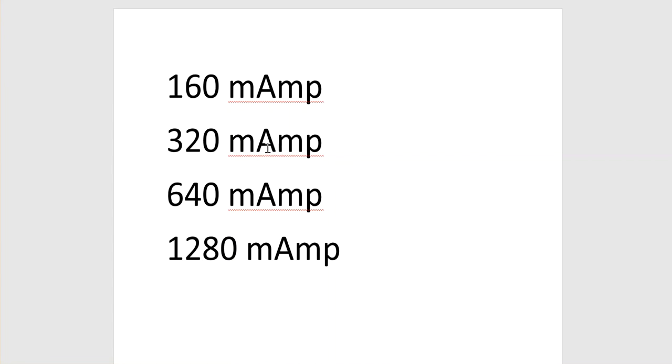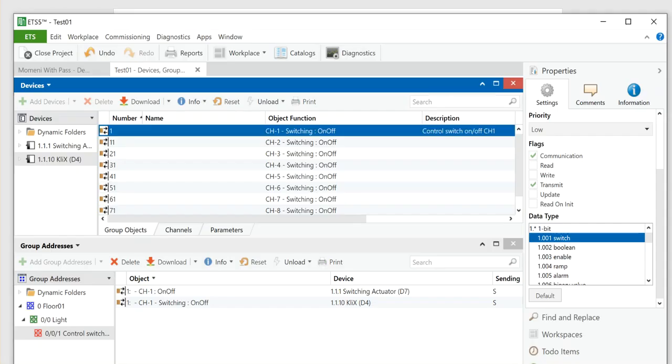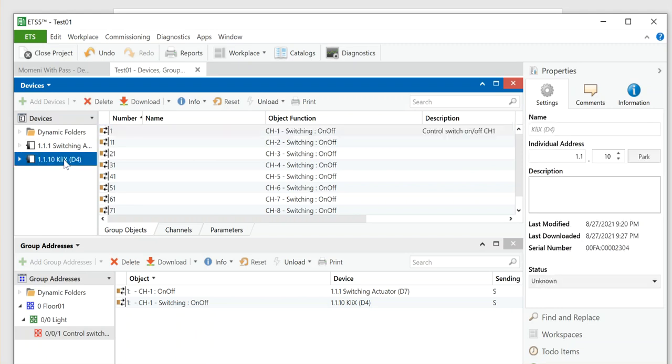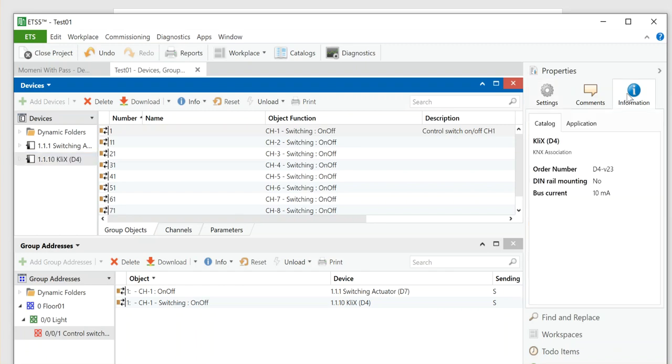line. So how can we consider that? Any device that you import in ETS, if you click on a device, from the right hand side in the information part in catalog, you can see the bus current. So this device consumes 10 milliamp. So you can figure out the usage of the device from the ETS.